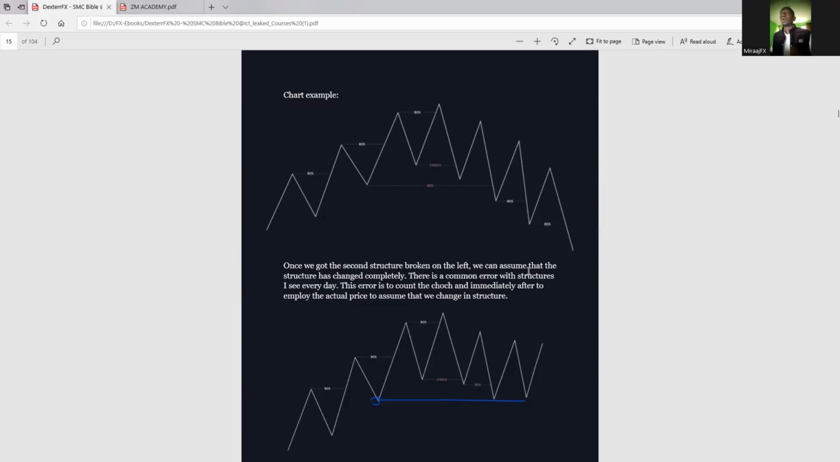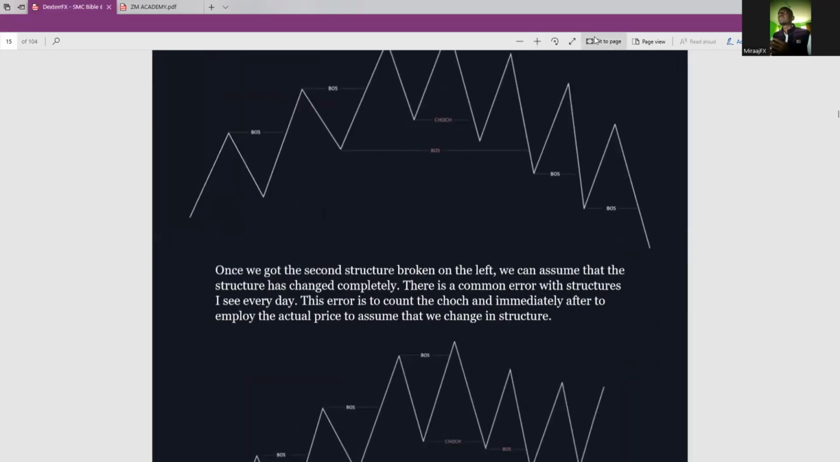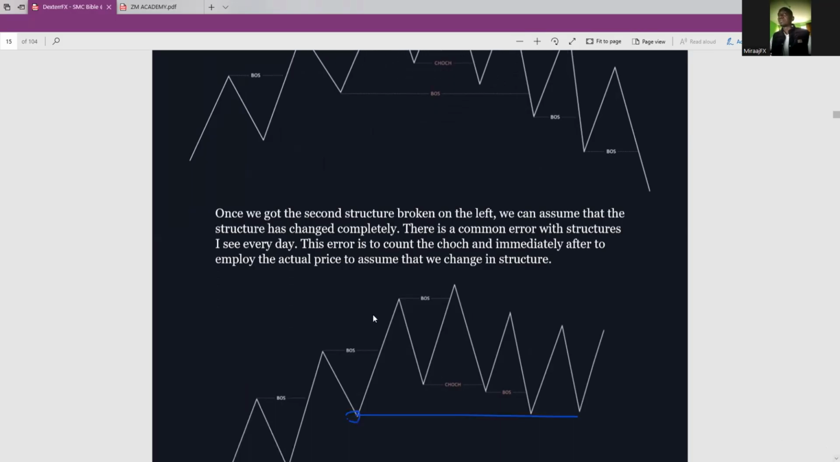Now, once you understand that the market has changed direction, it is very important to know that it can only change direction if it has broken below the second break of structure on the left. So once we get the second break of structure on the left, we can assume that the structure has changed completely.